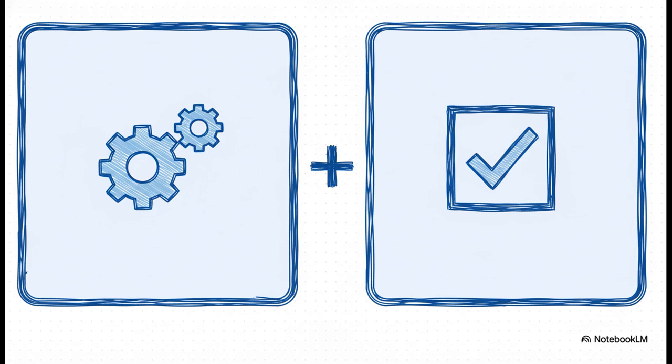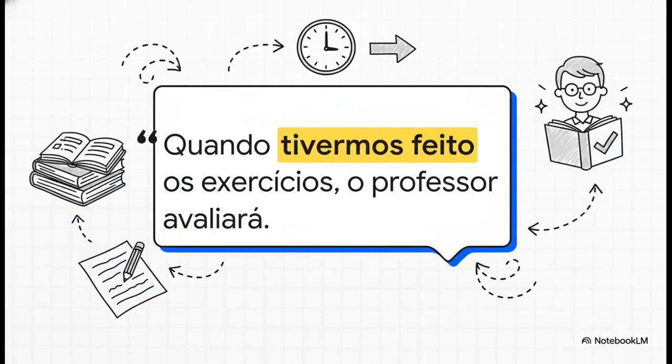And, yep, you probably saw this coming. There's a compound version for the future, too. And it works with the exact same logic. We take our helping verb, ter, and this time we put it in the future subjunctive, so it becomes tiver. Then we just tack on our main action, like feito, for done. This is so useful for talking about things that have to happen in a certain order in the future. Quando tivermos feito, when we have done, it's saying that one action, doing the exercises, has to be completed before the next future action, the teacher's evaluation, can happen.